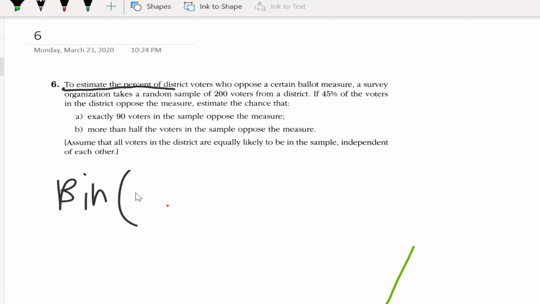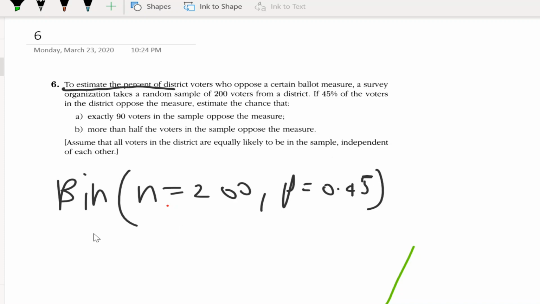Okay, so before we even take care of that, it should be pretty obvious that this is a binomial distribution with n equals 200 and p equals 0.45. It's binomial because each event is pretty much independent and it's either a success or a fail, whether they oppose the measure or not. So we have 200 total people, so n equals 200, and the probability of a success, which is opposing the measure, is 0.45.